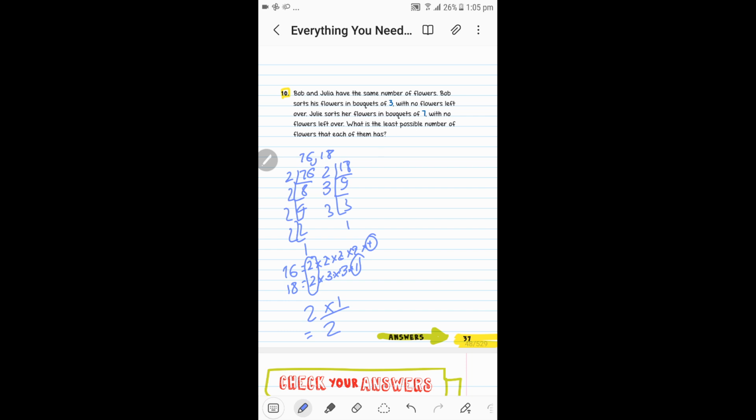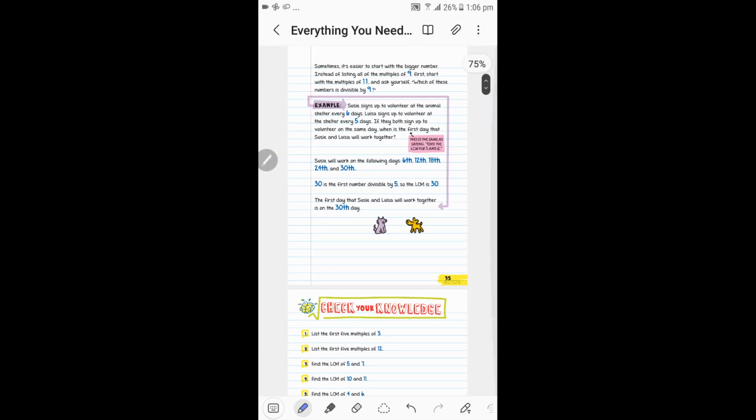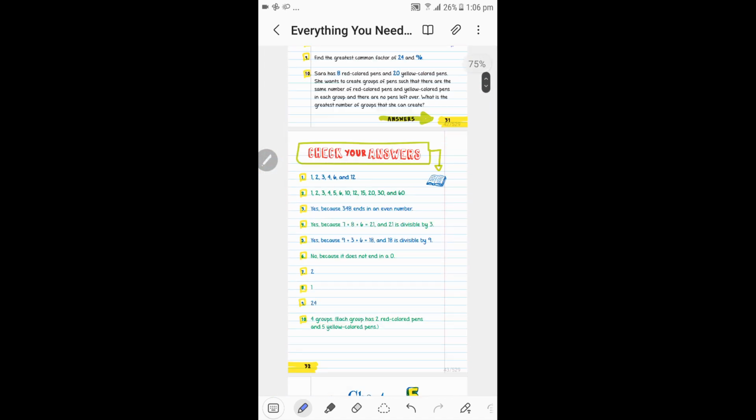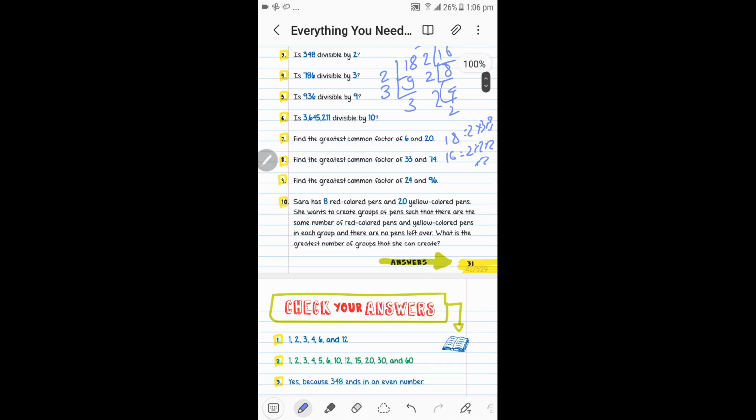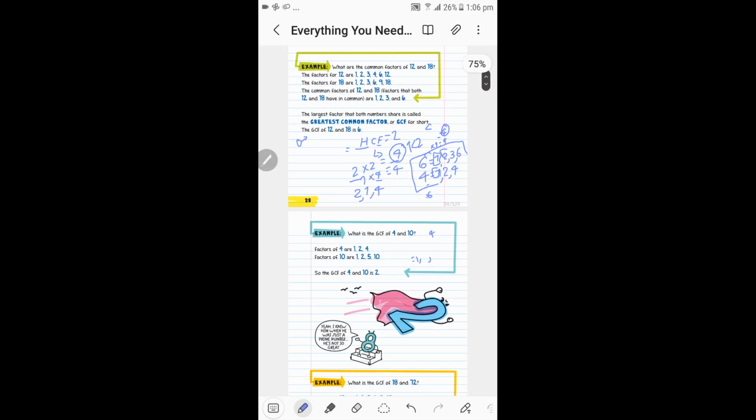Let's check if this is correct or not. 2 8s are 16, and 2 9s are 18. So we already see 2. The 2 is our answer. We found the HCF.